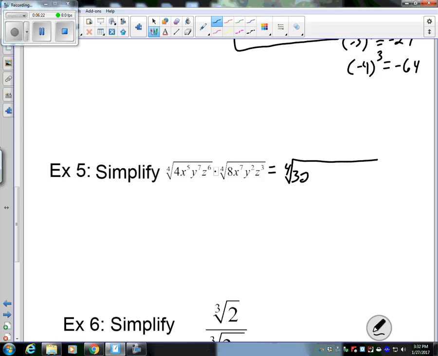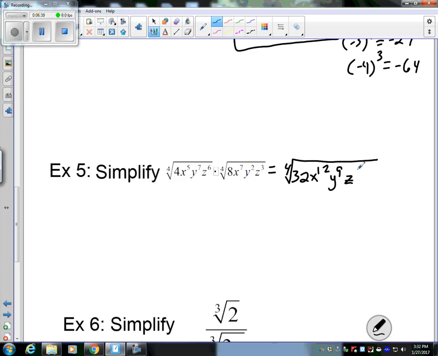X to the 5th times x to the 7th is x to the 12th. Y to the 7th times y to the 2nd is y to the 9th. Z to the 6th times z to the 3rd is z to the 9th.